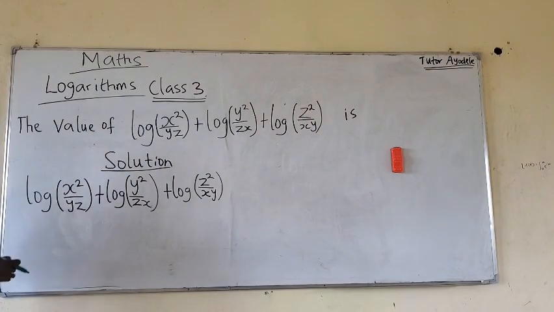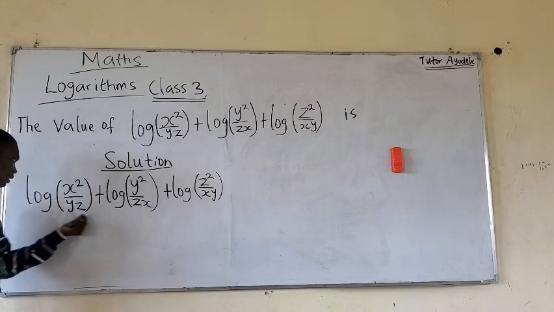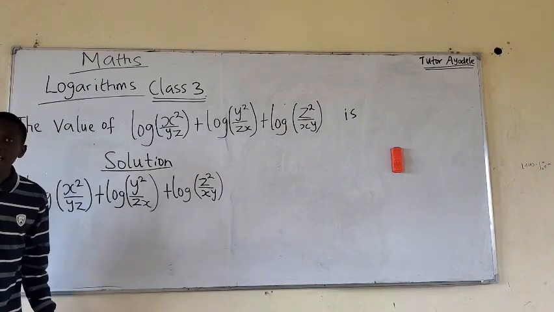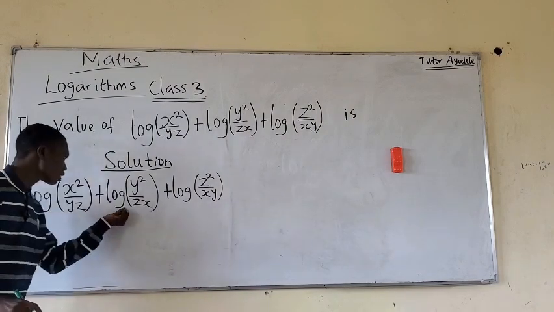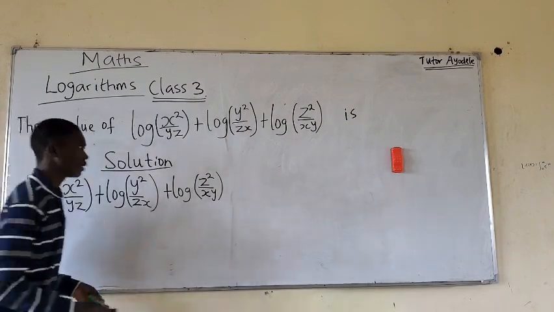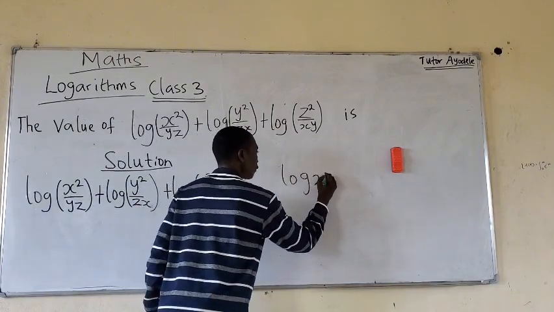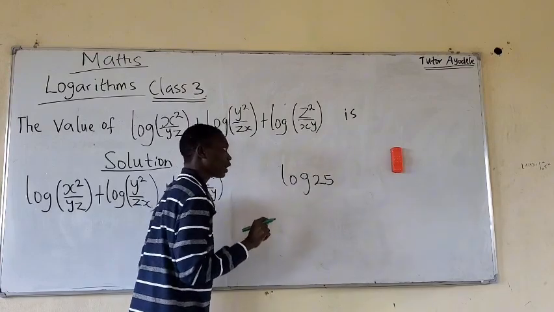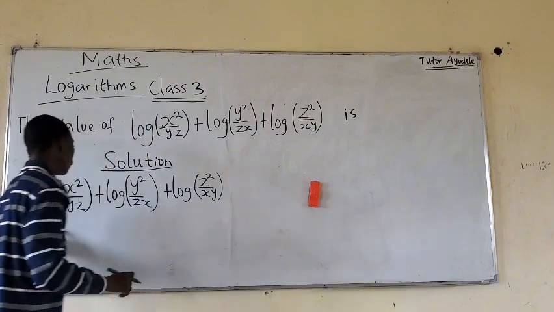Okay. Whenever you are given a logarithm question and the base is not given, take it to be base 10. I repeat it again: whenever you are given a logarithm question and the base is not given, it is usually base 10. For example, if I give you log 25 and I do not give you the base, take note that the base is usually 10. Okay, so let's solve our question.